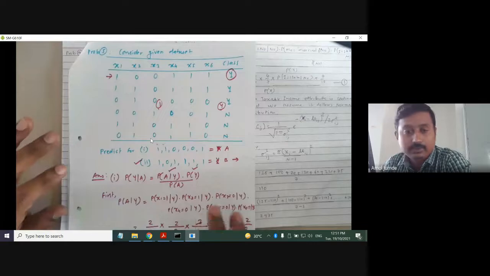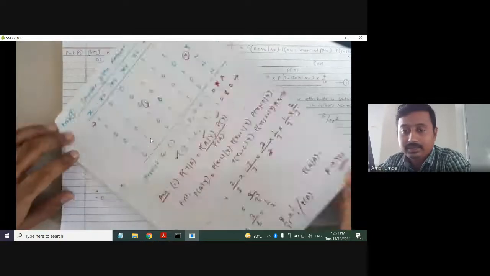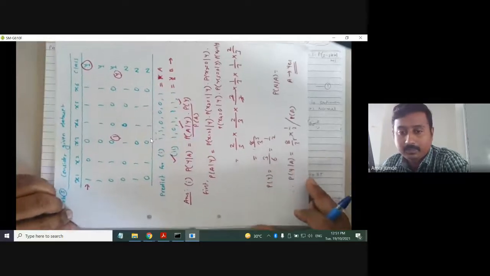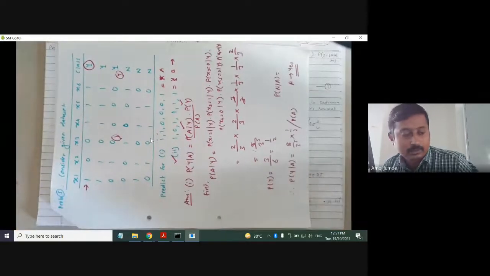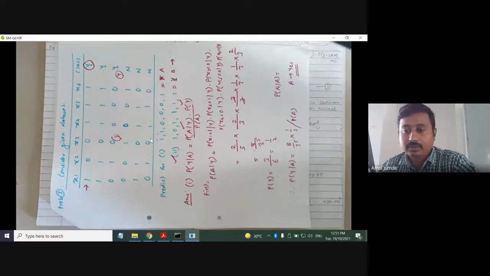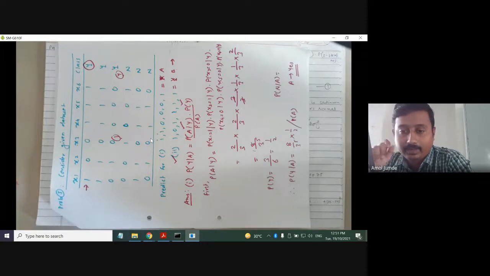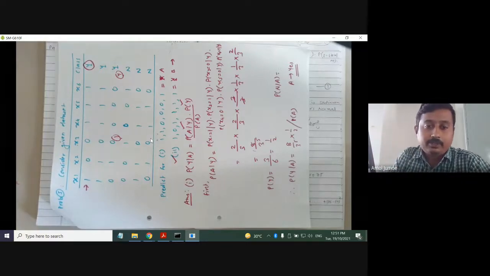I hope you understood this problem. Please take a screenshot, try to solve it and share the result in your group, and you can cross check the result. We have solved a total of 5 numericals based on the Bayes classifier. Tomorrow we have a lab, so we'll be implementing the Bayes classifier. In Thursday's lecture, we'll be seeing the solution for that drawback, and that will complete our unit number 3.